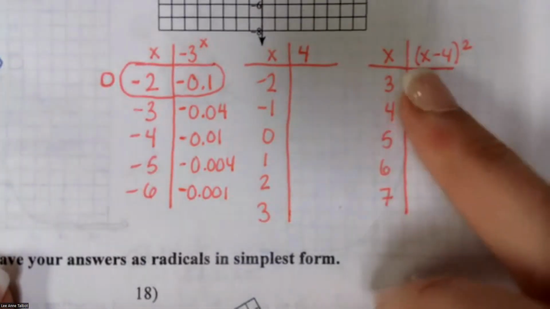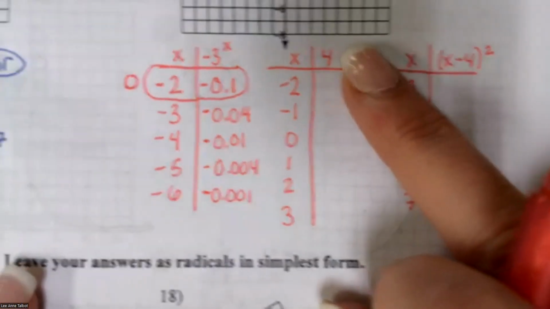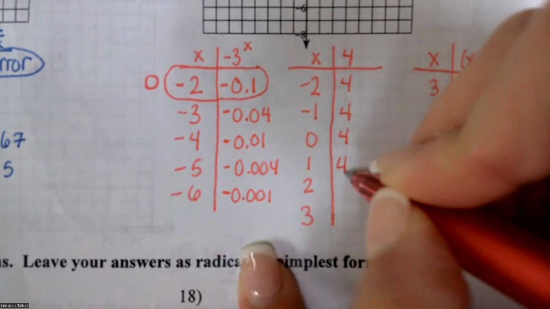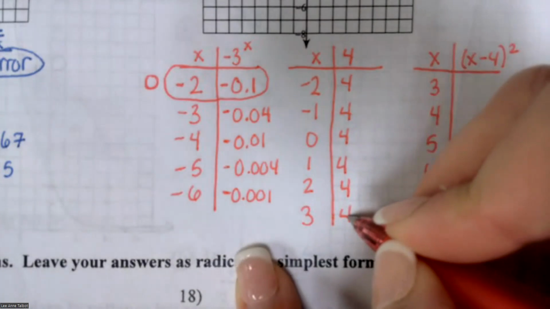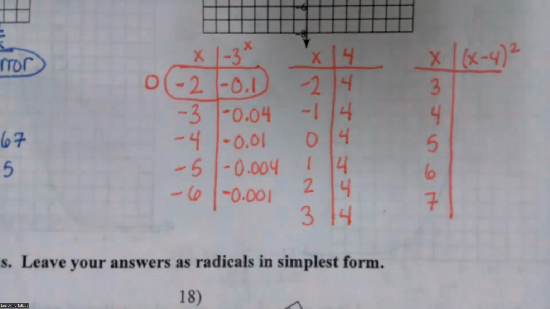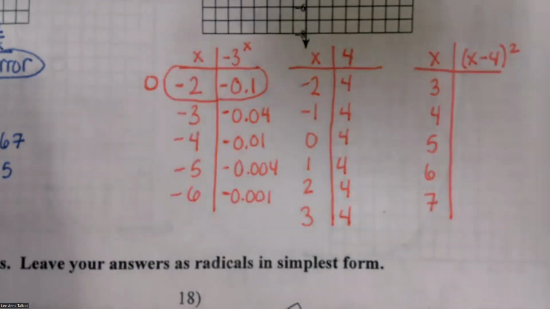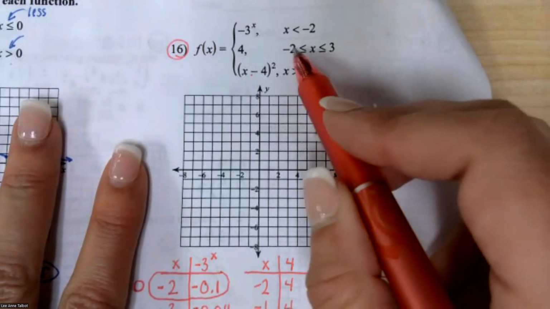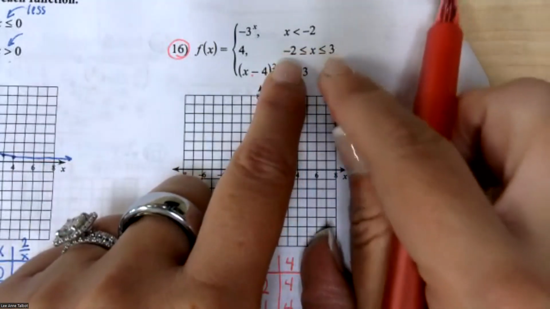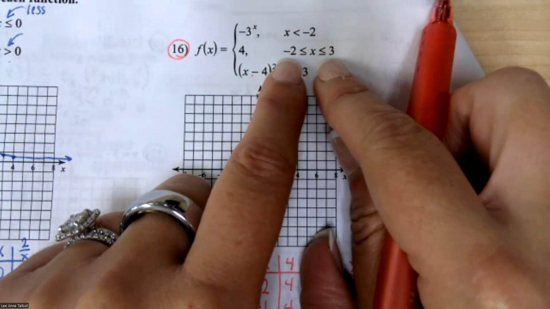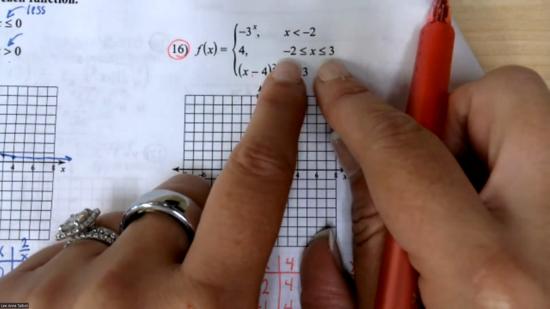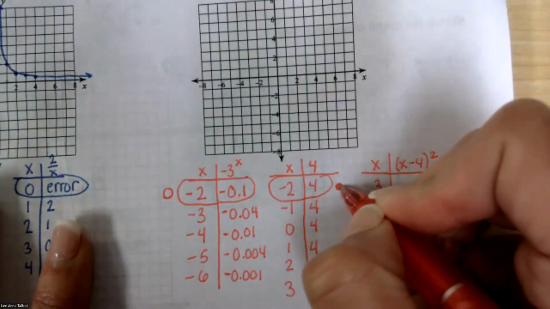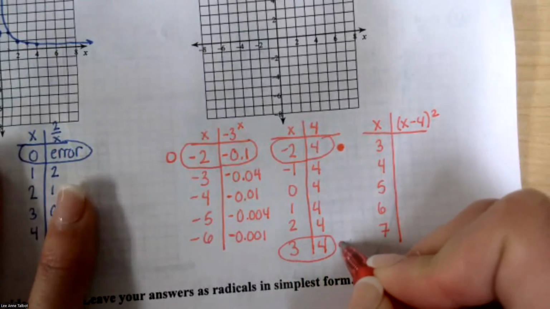Well, the second table, we could type this into the graphing calculator, but this is telling us that y's are all 4. It's going to be a segment that's horizontal. Okay. Coming back up here, what are the two endpoints for this table? Yeah, -2 and 3. And are they open or closed? Closed. Okay, so we're going to say that's going to be closed.